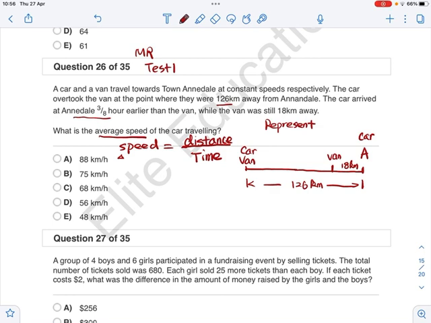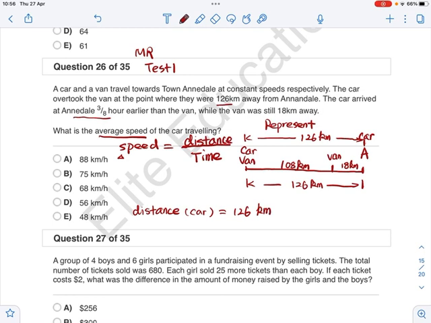So easily we can find out how long the van has driven. That is 126 minus 18, which is 108 kilometers. That is how far the van drove. The distance the car drove is 126 kilometers. Now, back to the question. When they are asking us the speed of the car, after we draw the diagram, we get one piece of information: the distance of the car is 126 kilometers.